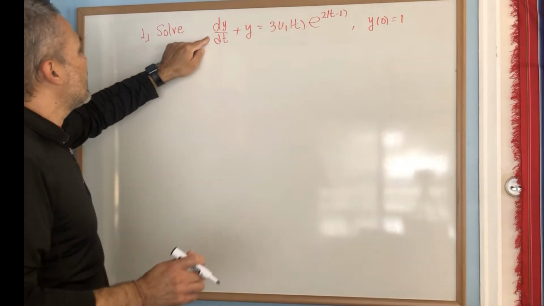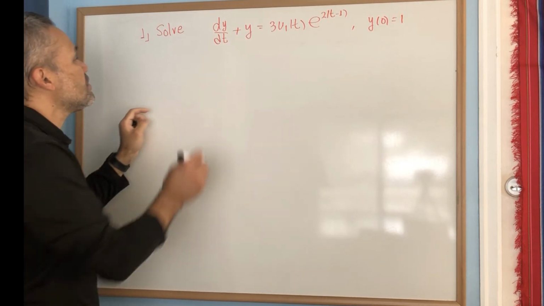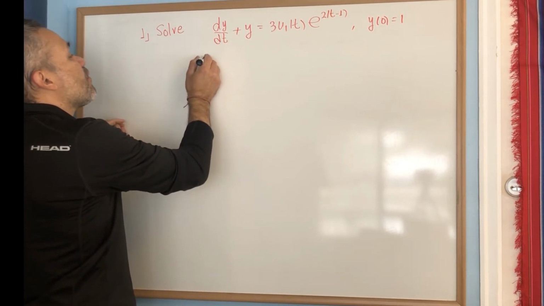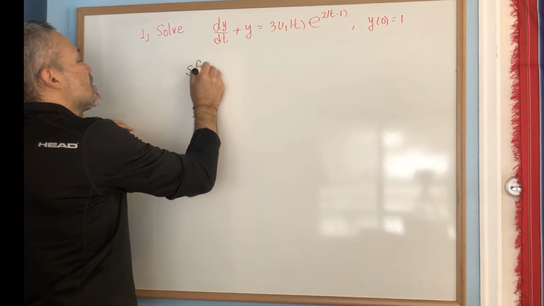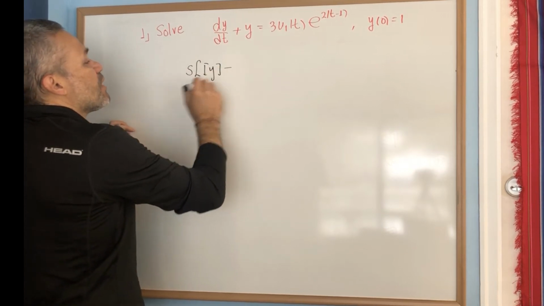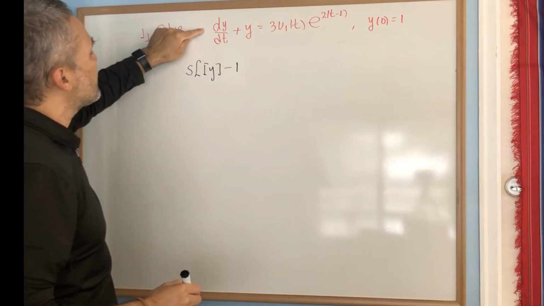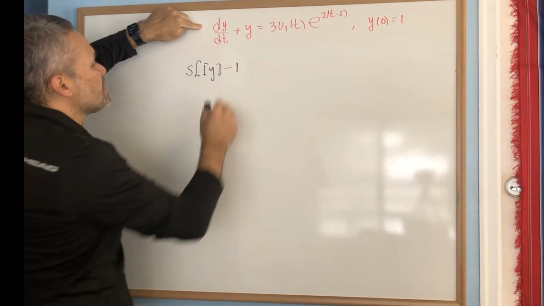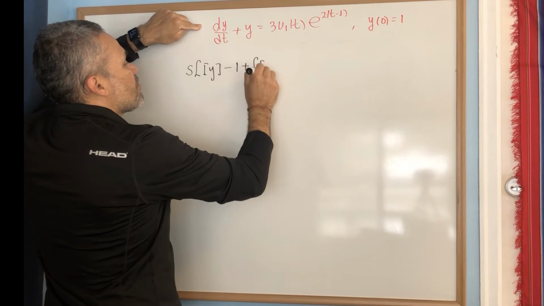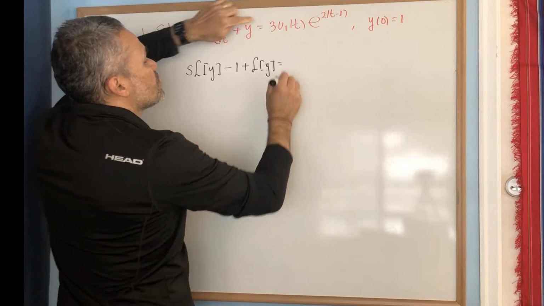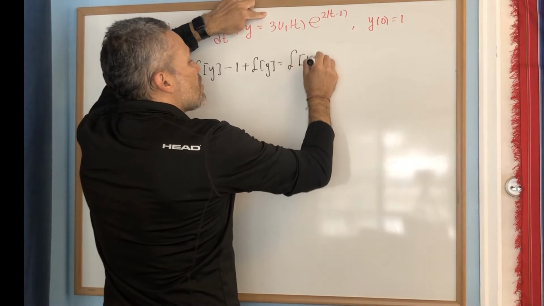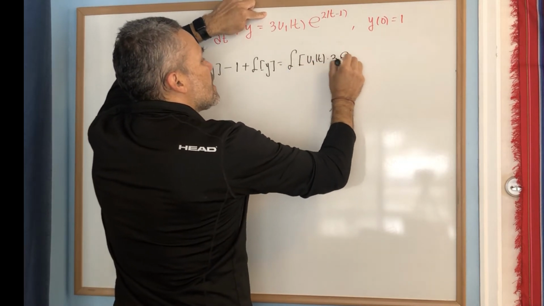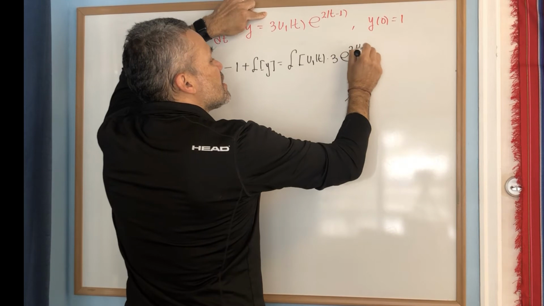Here we need to solve this differential equation. Then we apply the formula for the Laplace transform of the derivative, which is s times Laplace transform of y minus y of 0. We are applying the Laplace transform on both sides, plus Laplace transform of y equal to the Laplace transform of u1 of t times 3 e to the 2 times t minus 1.